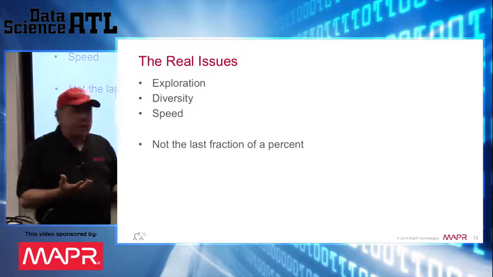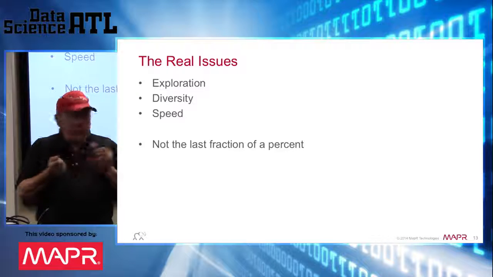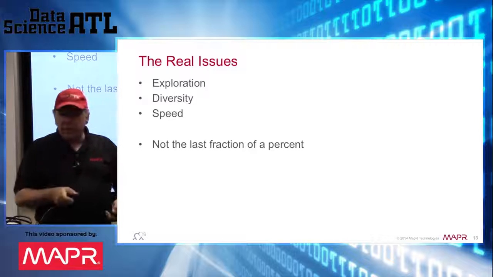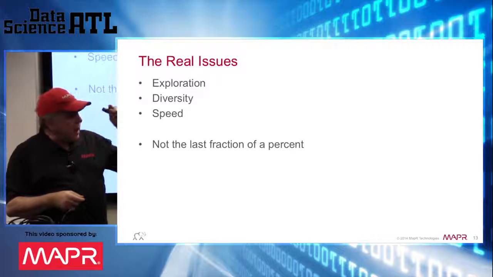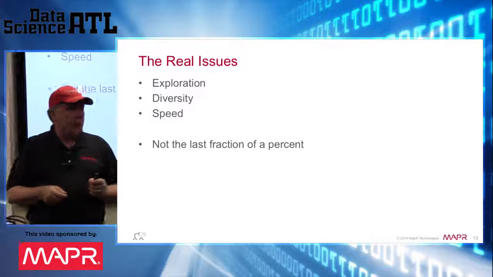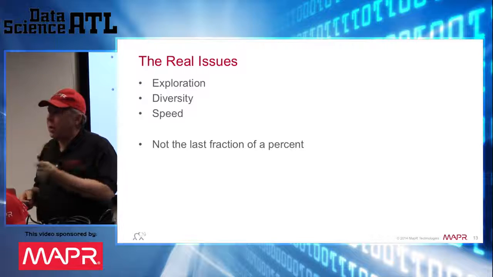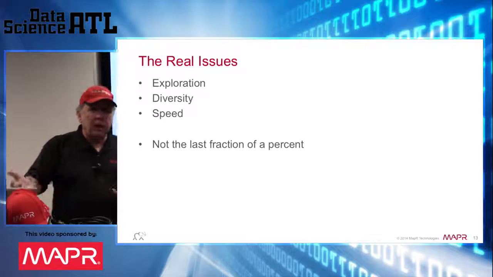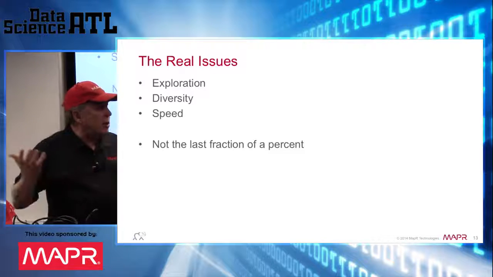Another key aspect is it has to be fast. It has to be fast in two ways. It has to be fast operationally, but fast to development as well. The last fraction of a percent is not the important problem. And if you look at how hard people have worked on the last fraction of a percent versus how hard they've worked on these other things, you see a huge dichotomy.